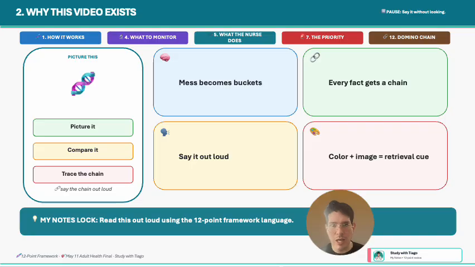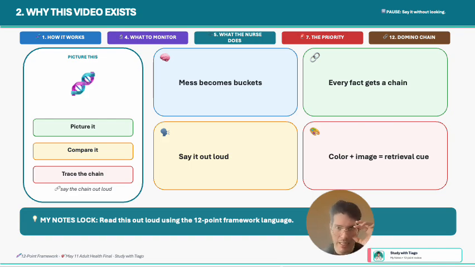Low albumin helps explain ascites. High INR helps explain bleeding risk. High ammonia helps explain encephalopathy. Portal hypertension helps explain varices, right?